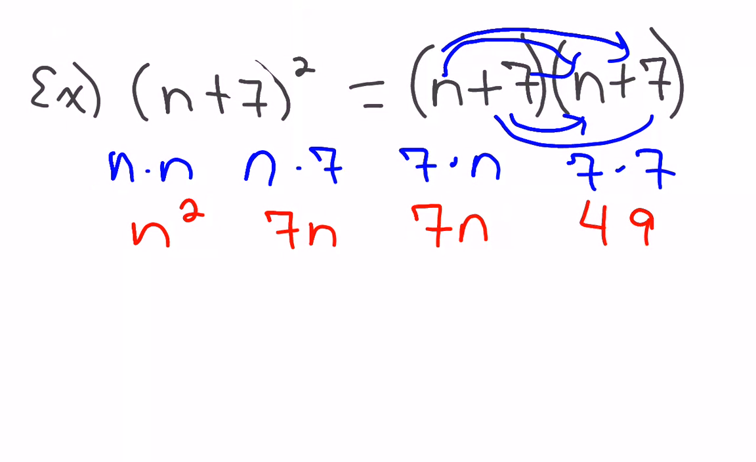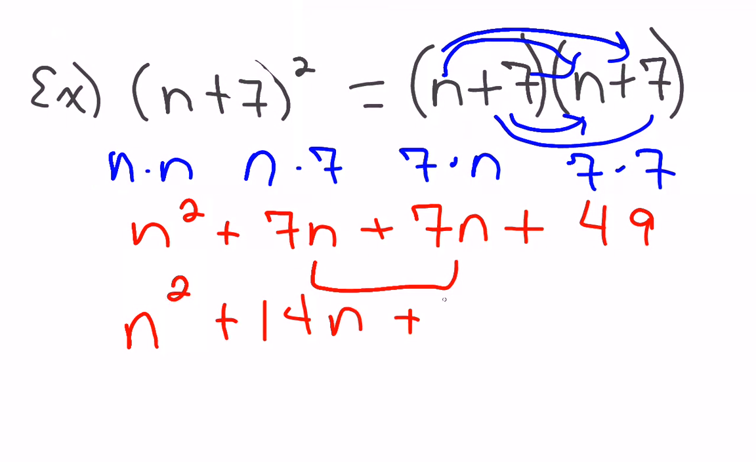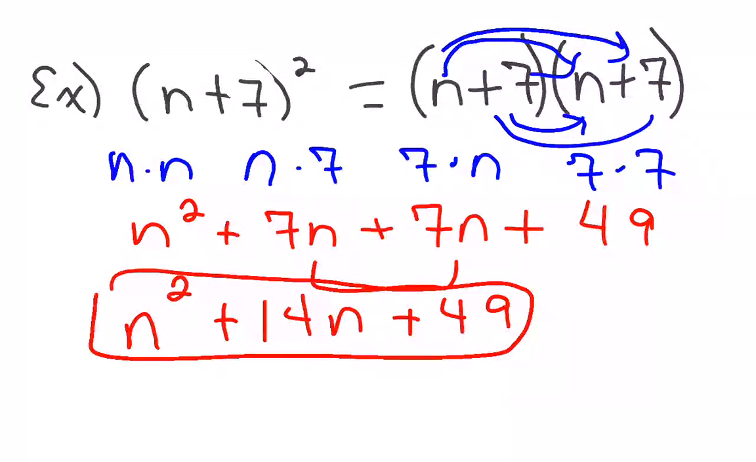So this one's unique because, like I said, if you do these enough, you realize that the inner terms that you're going to combine are always going to be identical. 7n and 7n. So we get 2 of those. So combining those, 7n plus 7n is 14n. And then plus the 49. And then that's as good as it gets, so there's our answer.